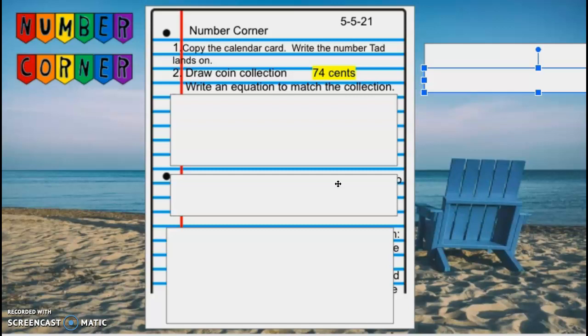So your equation would be a number that equals all your quarters, plus a number that equals all your dimes, plus a number that equals all your nickels, plus a number that equals all your pennies, and that should equal 74 cents. Press pause if you need more time for number 2.